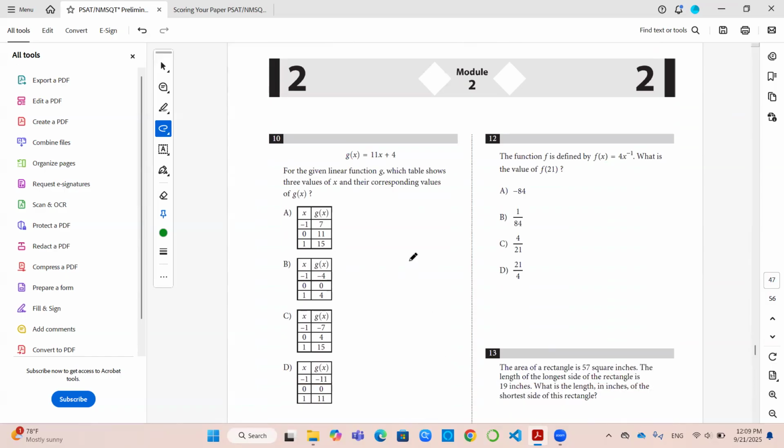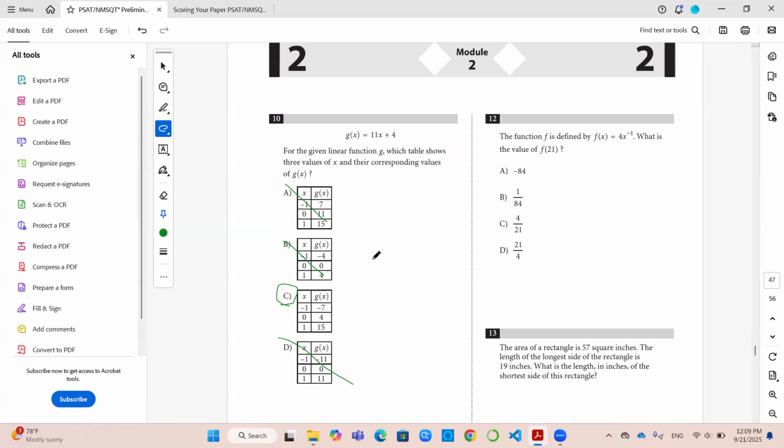For the given linear function g, which table shows three values of x and their corresponding values of g of x? So this is just plug and chug. As you can see, if you plug in 0, the g of x should be 4. So B and A and D are immediately eliminated, and C is the correct answer. I usually go for the easy values since if you have 0, obviously it needs to be 4. So that's how I like to pick the answer choice.